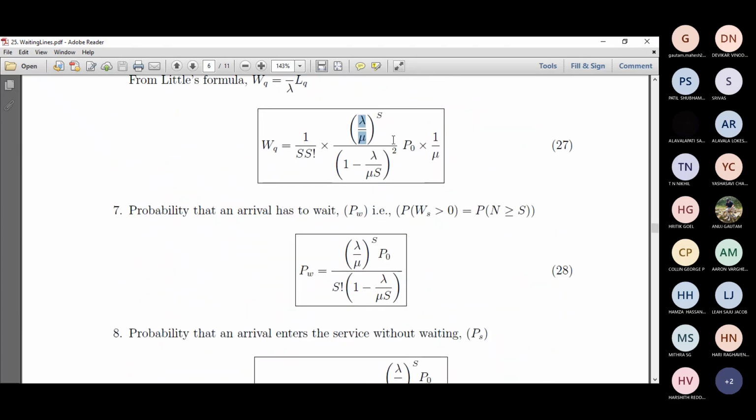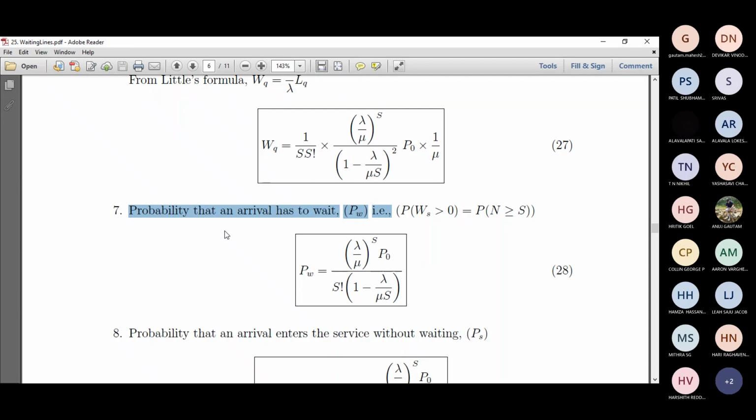So you can even replace lambda by mu with rho. Then, the probability that an arrival has to wait. So for an expected arrival, the arrival has to wait. This formula is P of WS greater than 0, which is at least one person arriving, equal to P of N greater than or equal to S. So if the number is greater than the service capacity, then the queue forms and there will be a waiting.